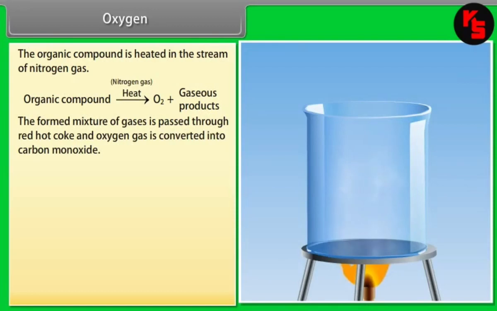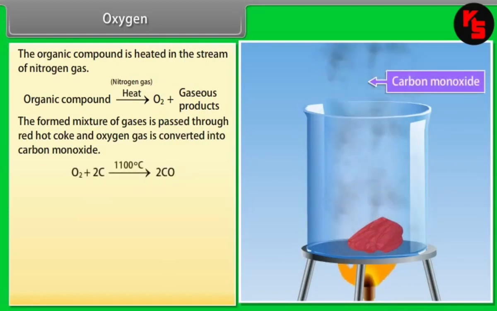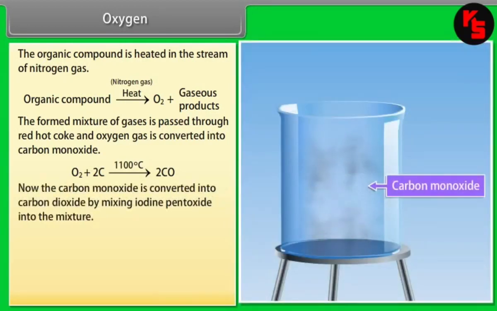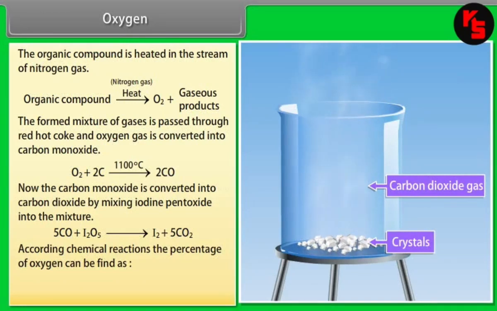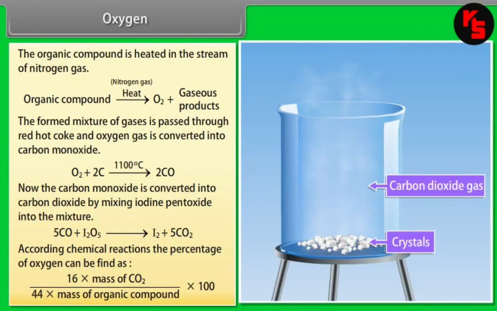The formed mixture of gases is passed through red-hot coke and oxygen gas is converted into carbon monoxide. Now the carbon monoxide is converted into carbon dioxide by mixing iodine pentoxide into the mixture. According to the chemical reactions, the percentage of oxygen can be found as 16 × mass of carbon dioxide divided by 44 × mass of organic compound × 100.